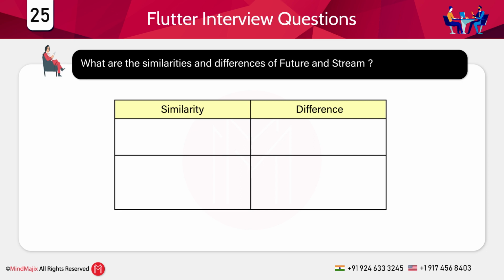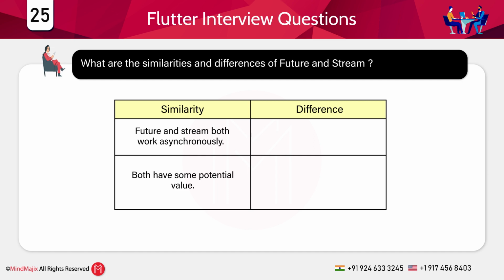The similarity is future and stream both work asynchronously. That is, the code doesn't have to wait for its execution. It can move forward and then come back and get the result from it. And the second similarity is both have potential value. That is, there is a chance that you will get a value, but it will take some time, either 2 seconds, 5 seconds, whatever, but you will have a value. It might be null, but at least you have a value.